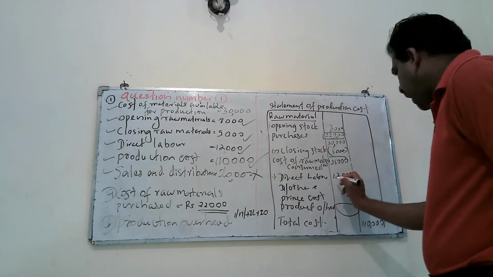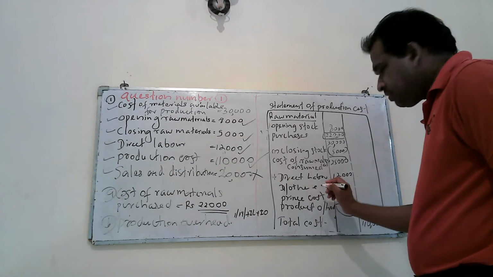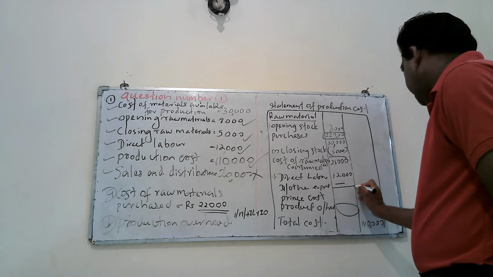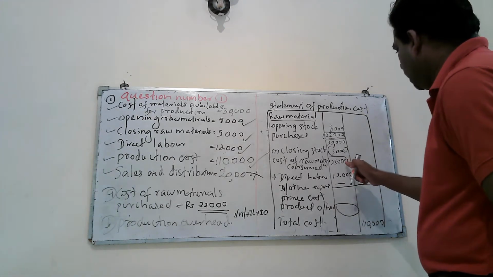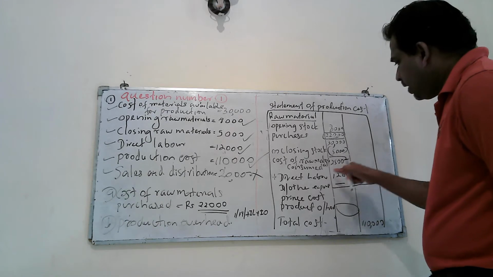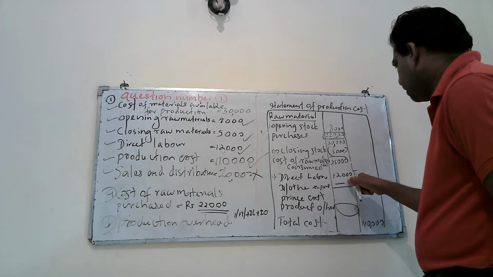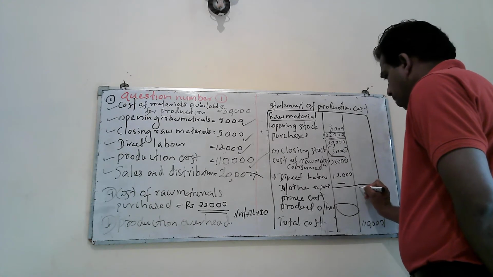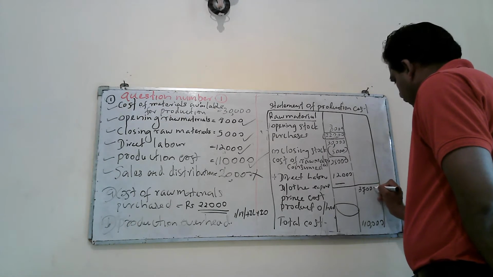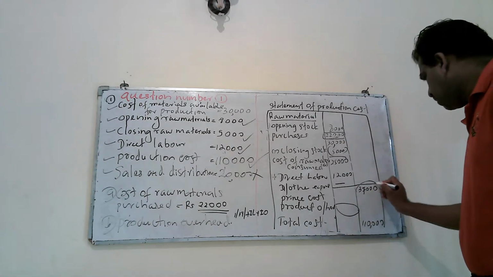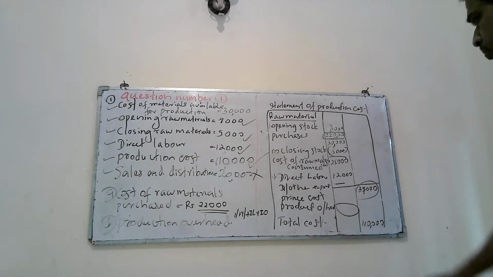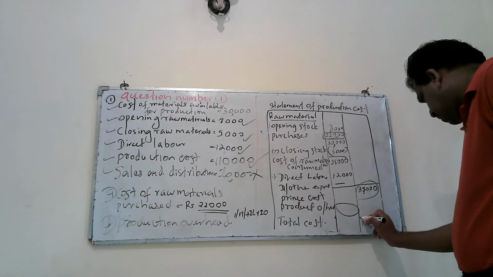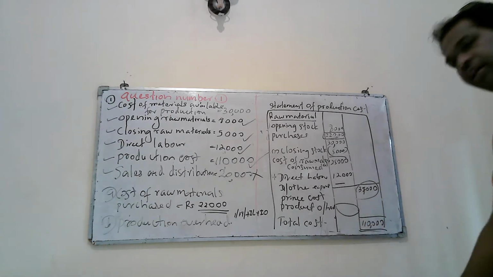Then we add these two. Direct other expenses we are not given. We take the addition: 25,000 cost of raw material consumed and direct labor 12,000, that is 37,000. 37,000 will be the prime cost, because we are not given direct other expenses. The total cost is given, that is 110,000.